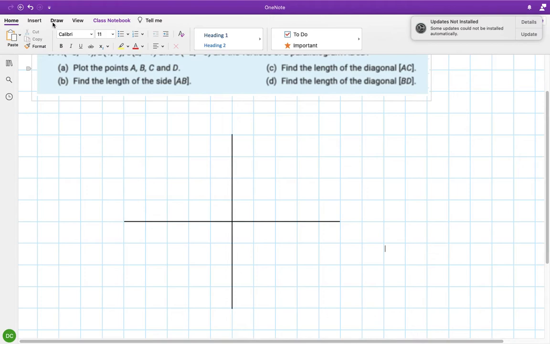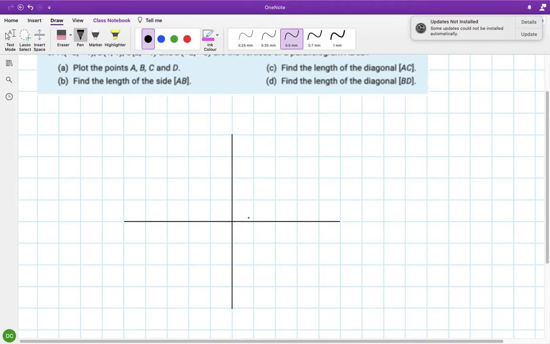Okay, so now I have 1, 2, 3, 1, 2, 3, 1, 2, 3, and 1, 2, 3. So there's my positive 1, 2, 3 on my x-axis. The cross is 0, and then I have negative 1, negative 2, negative 3. And then I have 1, 2, 3 on my y-axis, and then going the other way, negative 1, negative 2, negative 3. Notice all the marks are the same distance from each other and the same distance from the center, so I'm a box for everything.